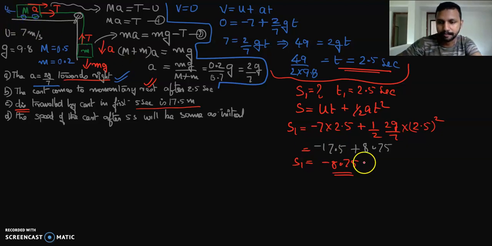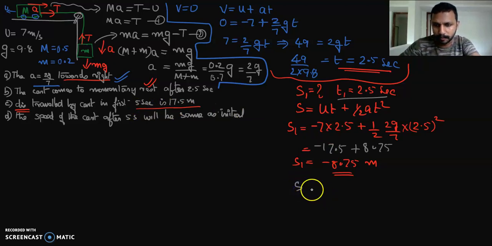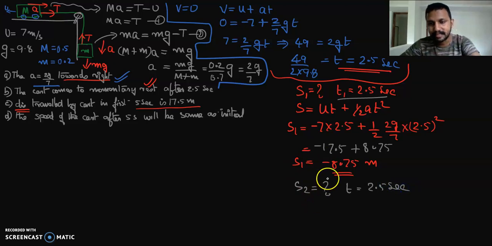That much meter. This is the displacement in the time interval of 2.5 seconds. We are asked to find for a 5 second time interval, so the remaining time interval is 2.5. Let's find the S2 value, the next displacement in the time interval of 2.5 seconds. After traveling a distance of minus 8.75 meter, at that instant the cart will be at rest, because at 2.5 seconds the final velocity is 0.